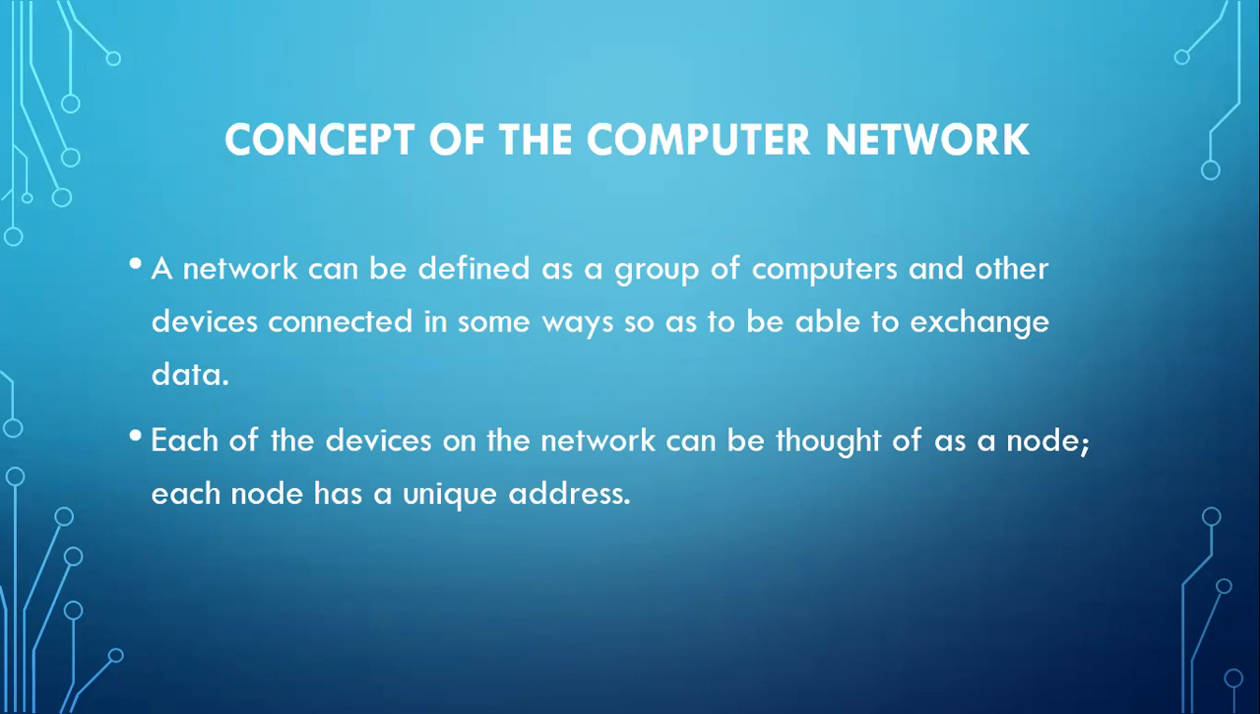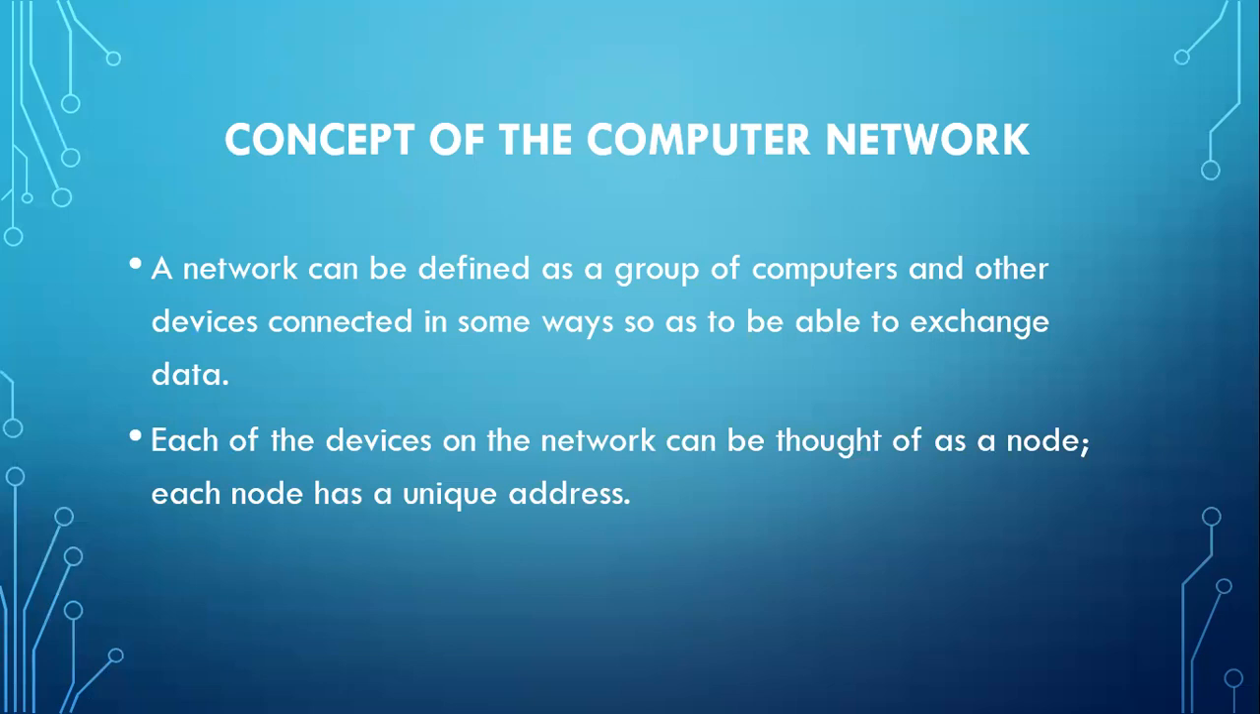Now, simply, what do we mean when we say a network? A network can be defined as a group of computers and other devices that are connected in some way so as to be able to exchange data. So a network is just a group of various computers or devices that are connected in a certain way so that they are able to exchange various data and information.